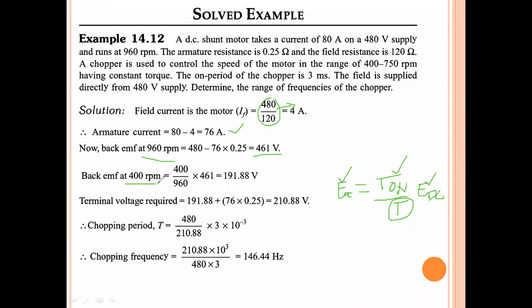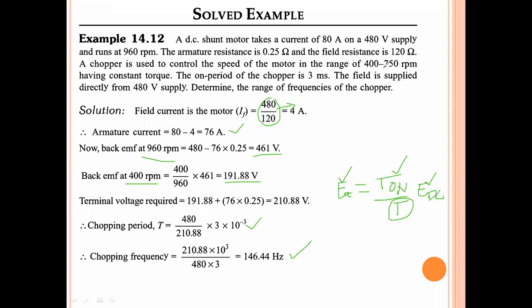Now, EB2 can be derived for 400 RPM with the relation EB1 by EB2 is equal to N1 by N2, or omega 1 by omega 2. From that relation, we can determine EB2, the back EMF at 400 RPM, which is 191.88 volts. From this, the terminal voltage EA can be calculated for the first case. So, EA at 400 RPM, T on we know, and EDC we know, and we can calculate the time period. From the time period, we can calculate the frequency.